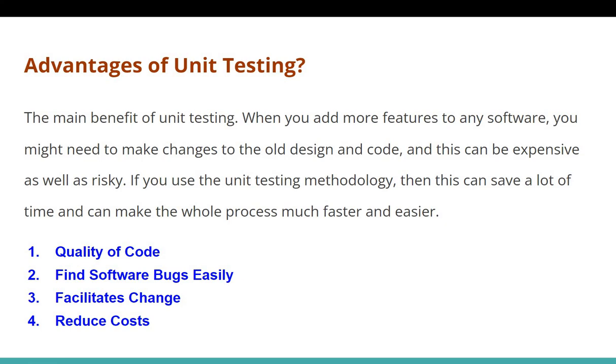So next is cost. It's reduced cost. You can easily understand that any problems or bugs in the system are identified in the early stage through unit testing, and because of that the cost of bug fixing is significantly reduced for sure. If these bugs are discovered later, then it will be much more expensive to fix them, as I said, even in a production stage or even in a regression stage.